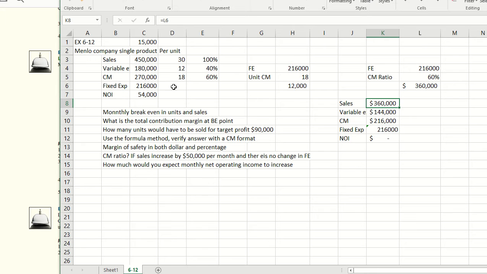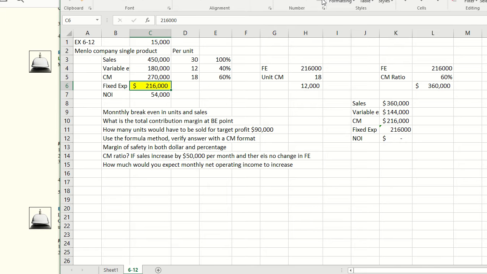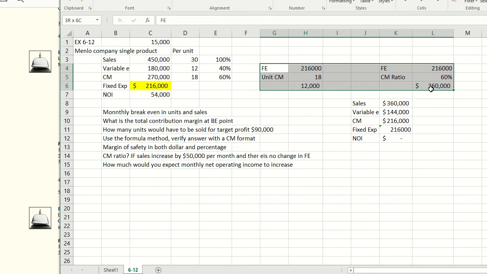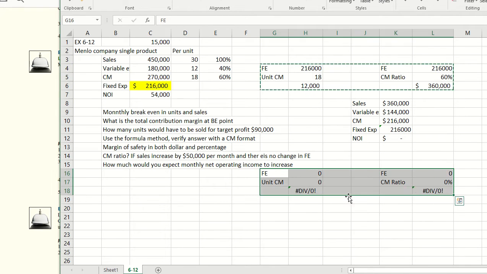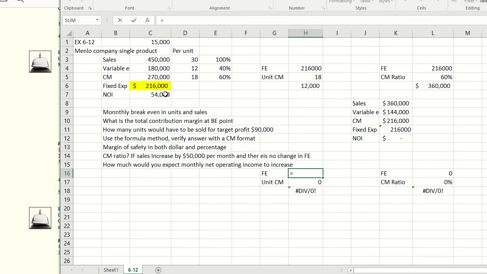Number 1 would be the 12,000 units, the $360,000 in sales. Number 2, our contribution margin would have to equal 216,000 in order to break even using no computations. How many units would have to be sold for a target profit of 90,000? So remember our formula. Now it's fixed expenses, and I can copy this in case you want to keep that for later. Right, so it's fixed expenses plus a target profit of 90,000.